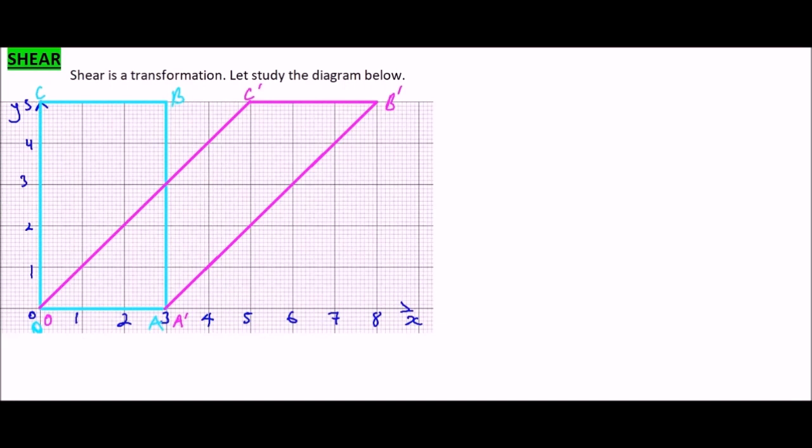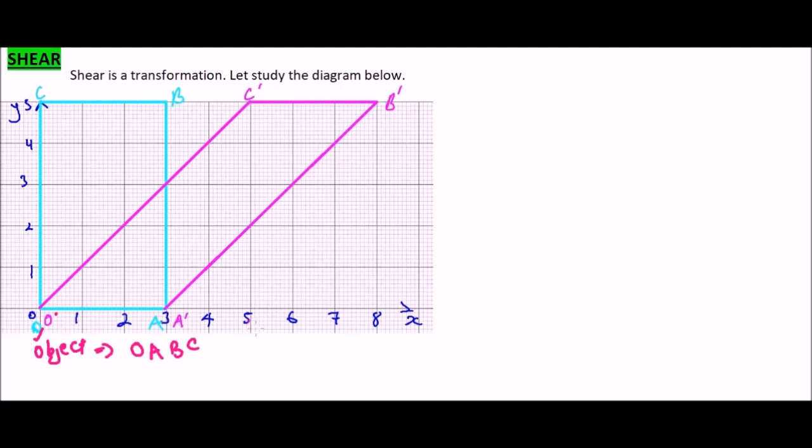So in this lesson, we are going to run a new transformation known as shear, and we are going to learn about this transformation by studying this diagram. So we have our object in blue, which is O, A, B, and C. So our object is O, A, B, and C. Then we have our image, which is O prime, A prime, B prime, and C prime.